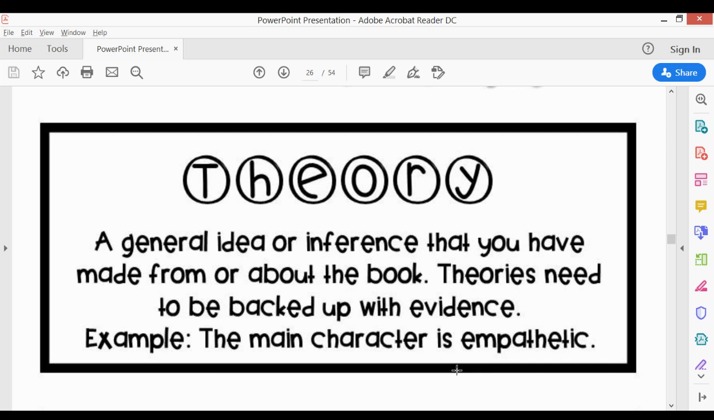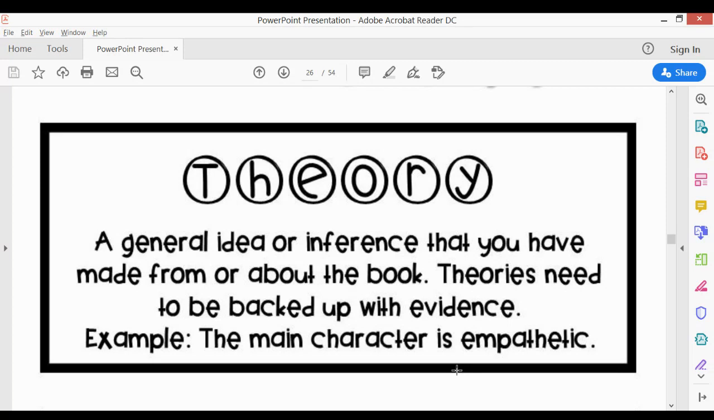Hi guys. So in reading the book, I wanted to incorporate some English language arts theory themes as well to help you gain a better experience with that. So the first thing we're going to talk about is theory.